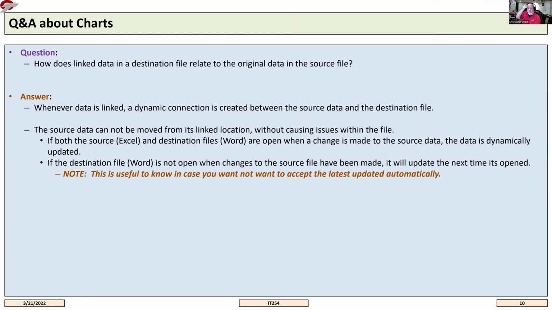How does linked data in a destination file relate to the original data source? Well, whenever data is linked, a dynamic connection is created between them. So that's where the OLE comes in, right? Because that manages the linking of the object link embedded. That manages how that data connection works between the two files, to ensure that you can have that information synced up between them, right? Source data cannot be moved from its original source without causing problems. So basically, if you move a file from one place to another, you can cause broken links to occur, and you get these errors for broken links all the time, or updates won't occur with certain files once you start doing that.